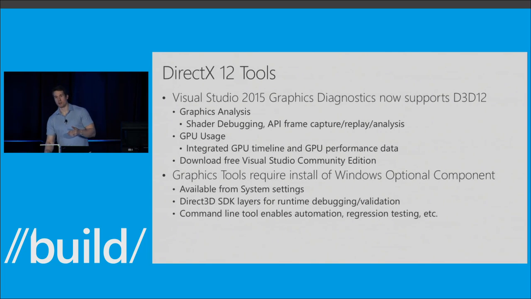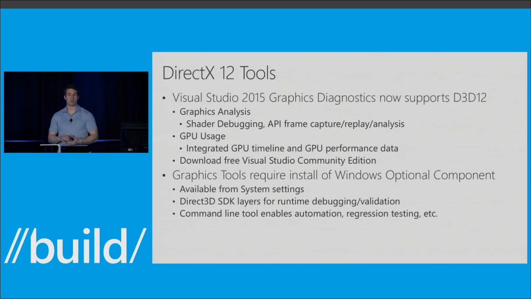Along with the API development, we have had a team working in parallel to deliver cutting-edge tools for you to develop your games on Direct3D 12. Visual Studio Graphics Diagnostics now supports Direct3D 12, and it's fully capable of doing both debugging features and performance analysis. On the debugging side, it's capable of doing shader debugging. It's able to do analysis of rendering calls.